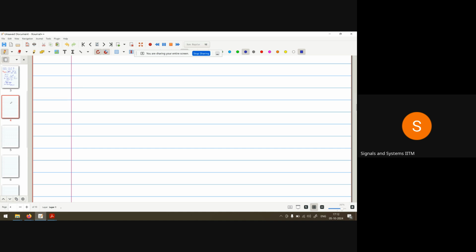So this is the first property, time shifting. The second property, time scaling.